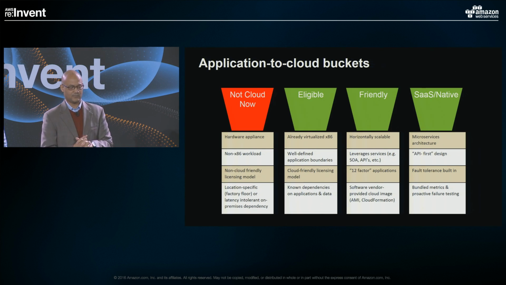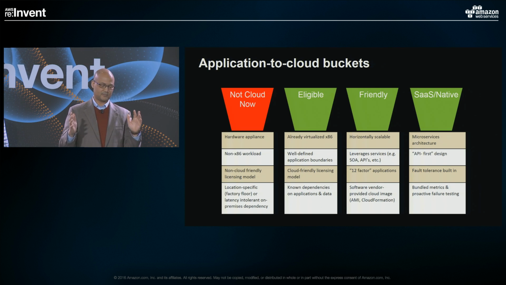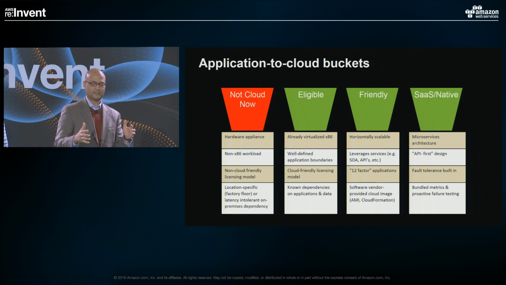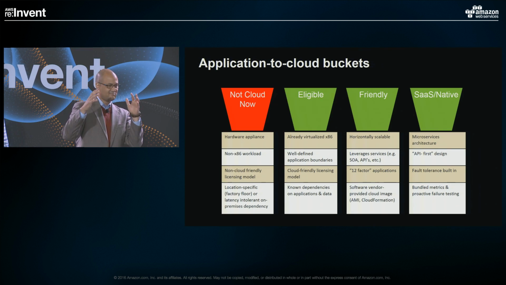And so we came up with these four bucketizations, or categories, to identify what our application portfolio looked like. Like I mentioned, we had 1,300 or so applications. We created these four buckets and said, for example, for native, SaaS and native, if it's a microservice application, if it's API driven, with fault tolerance built in, we're going to call that native. It can run in the cloud. We may be running it on premise today, but we can run that in the cloud without much challenge.